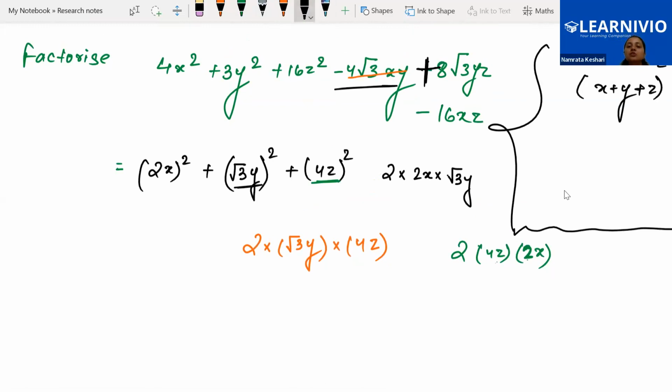Okay, let's check it. So we are having 2 into 2x into root 3y. This is negative. This is negative. So among these two, any one is negative. Okay, let's check. Let's take the first one as negative and the second one positive. Let's check the next term, 8 root 3 yz. This is positive. I said there can be only two possibilities, either both are positive or both are negative. Then only this term will come out as a plus.